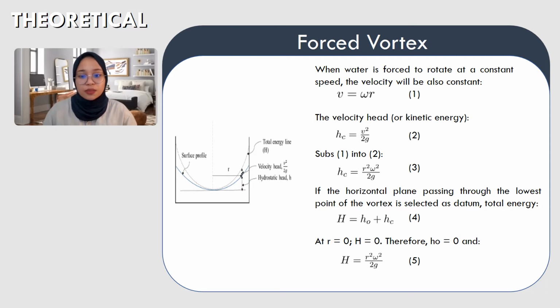If the horizontal plane passing through the lowest point of the vortex is selected as the datum, the total energy will become H equal to H0 plus Hc. At the condition of R equal to 0, H equal to 0, therefore H0 will equal 0, and it simplifies into H equal to R squared omega squared over 2G.